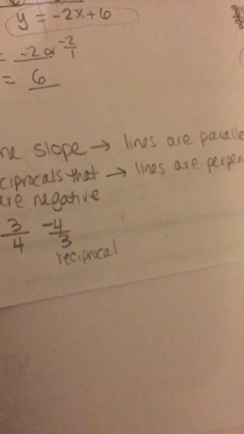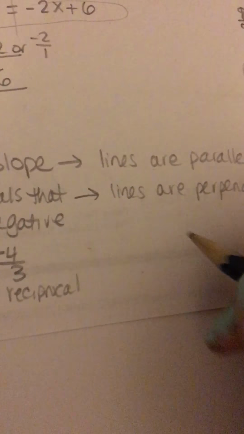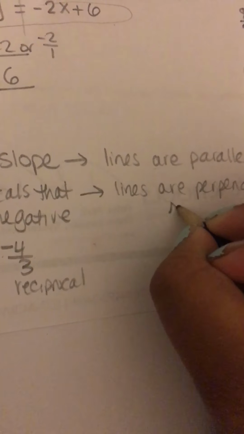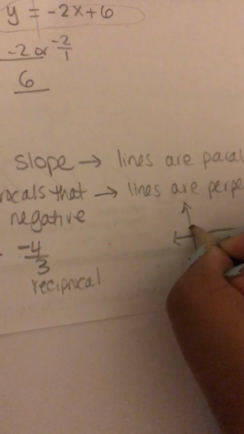So same slope, so I'll give an example. If you have the same slope, the lines are parallel. And if you have slopes that are reciprocals, but one is negative and one is positive, your lines are perpendicular.